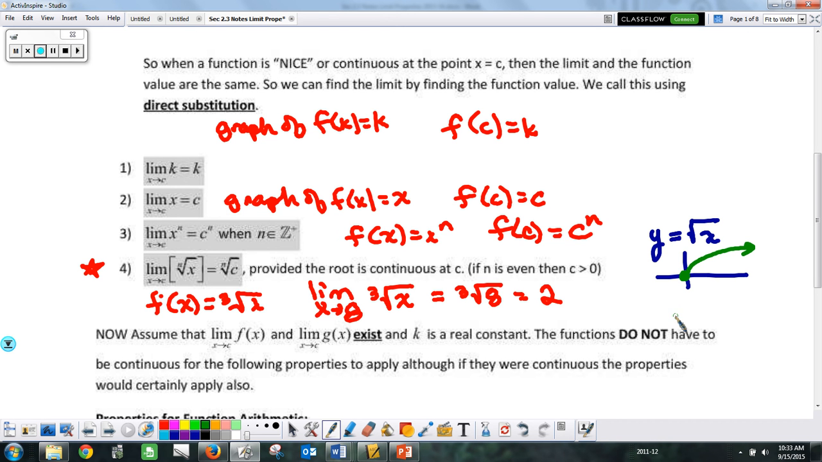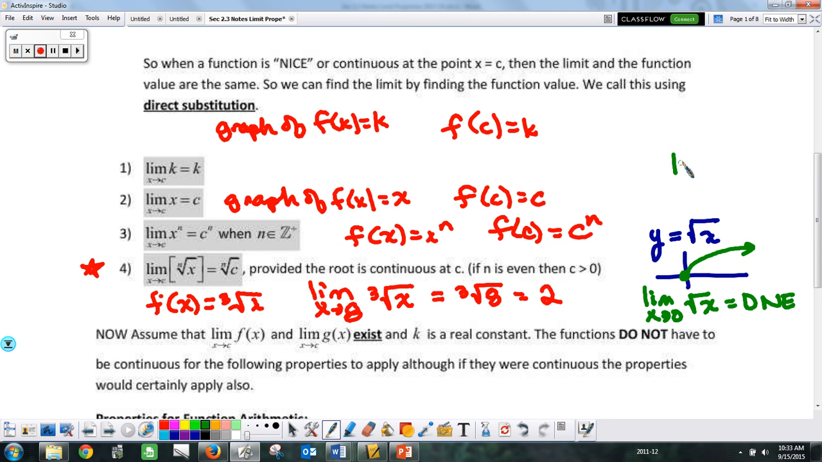So when we start looking at the limits, the limit as x approaches 0 of square root of x does not exist. That's why you have to be careful about direct substitution, because it only works if you know the function is continuous at that x value. Since the square root graph and any even root graph is not continuous at x equal to 0, we would say that this does not exist. So you just have to be careful about that.